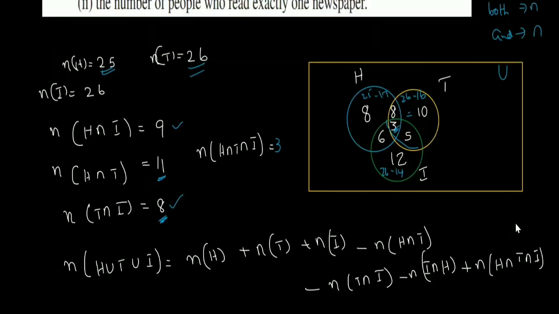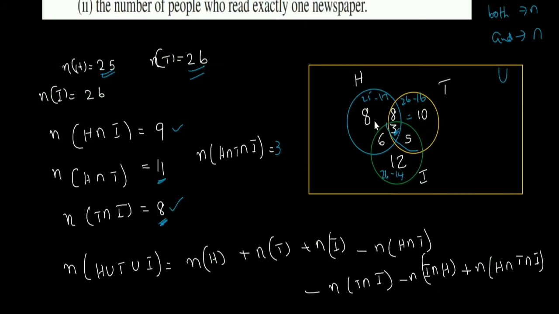Okay, the same thing you will get when you add all these. Just add and check. All these values, 8 plus 8 plus 10 plus 3 plus 6 plus 5 plus 12. Add all this, 8 plus 8, 16 plus 10, 26, 29 plus 6, 35 plus 5, 40 plus 12, 52. So you can use either the formula or you can use the Venn diagram to find the value.